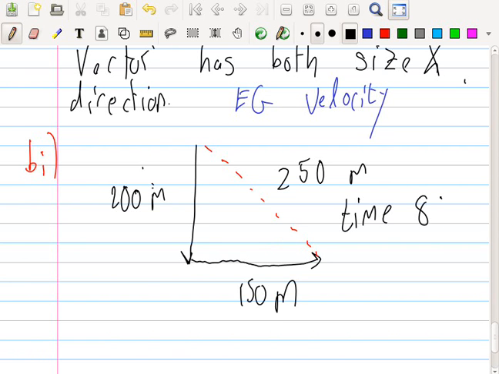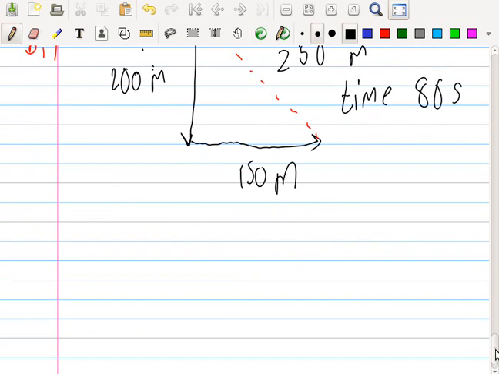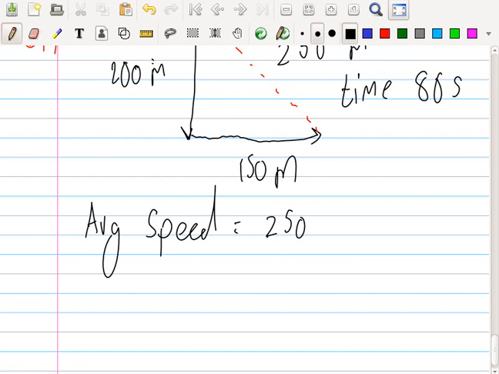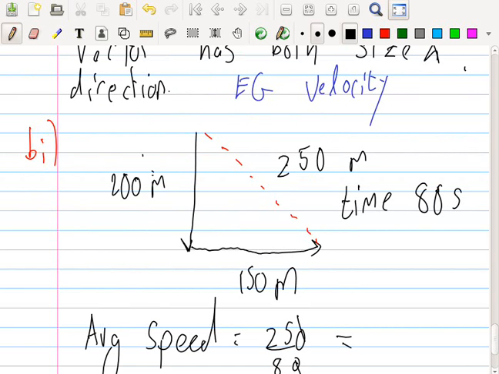Now, part 1, and by the way, how long did it take to do this? 80 seconds. Okay, so part 1 is calculate the average speed. So what's the formula for speed? Average speed is distance traveled over time. So that's 250 over 80. So what's that, please? Is it 350? Total distance, right? No, it's 250 because, oh, you're right actually.